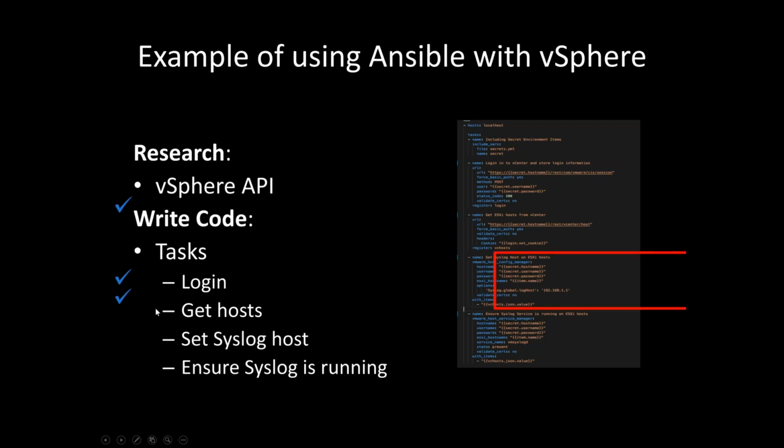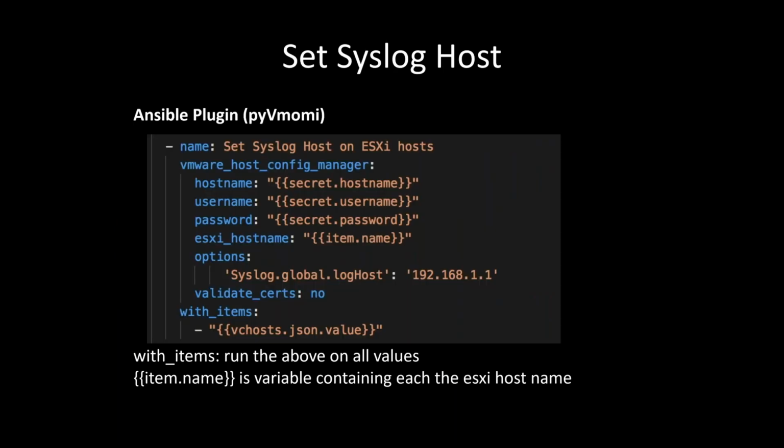All right, so finally, we've shown two ways of creating a session with your RESTful API, and we've shown a way to get some information out of the vCenter, just like we did with the UI. Now we're going to have to use some different methods of actually doing something, because this is something that we cannot do with the RESTful API. We're going to set the syslog host, and we're going to ensure the syslog is running using the pyVmomi SDK instead of REST.